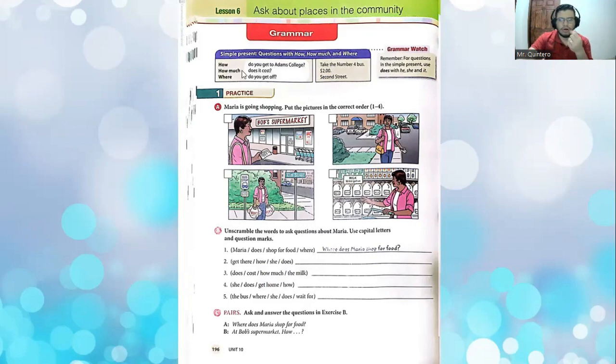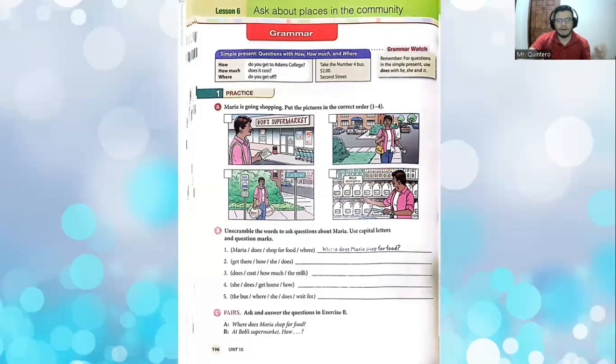How much does it cost? $2, yeah? Maria is going shopping. Put the pictures in the correct order. What's the correct order? What is the first one? Go check it this. The number 1 is this one, right?